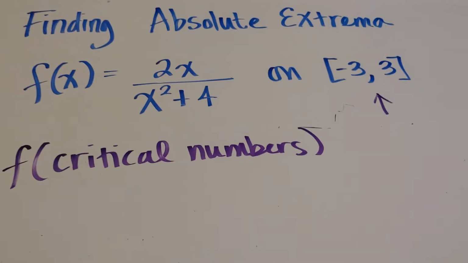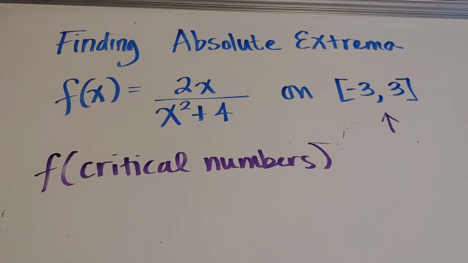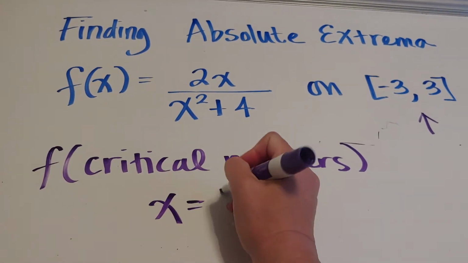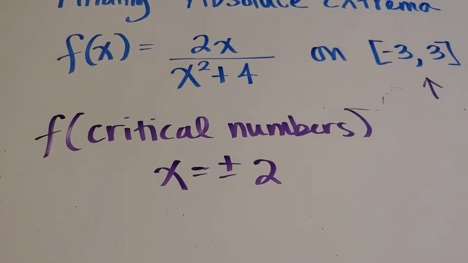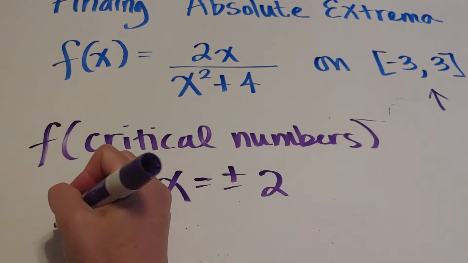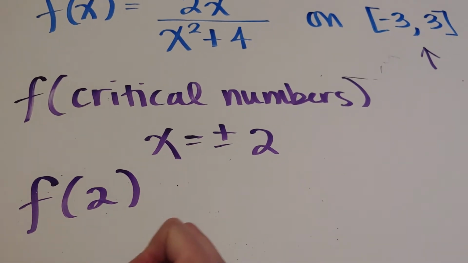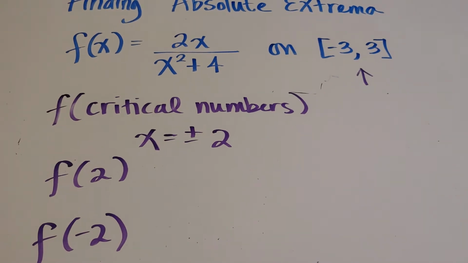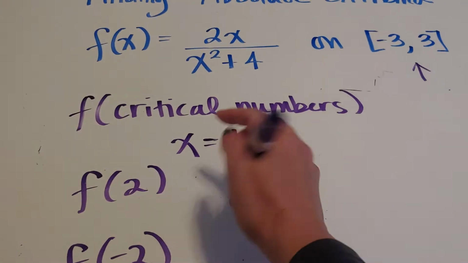We found in a previous video that the critical numbers for this function were positive 2 and negative 2. I was going to say plus and minus 2. So what I need to do is find f at positive 2, f at negative 2, and then find f of negative 3 and f of 3 and see which one's the biggest and which one's the smallest. Okay, so let's plug in f of 2.